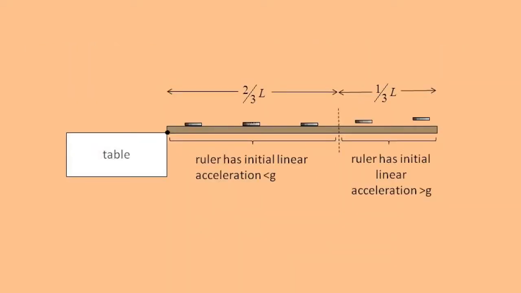So this is why only coins more than 2/3 of the length of the ruler away from the hinge will separate from it, because they can only fall at an acceleration g, while the ruler is falling with an acceleration greater than g.